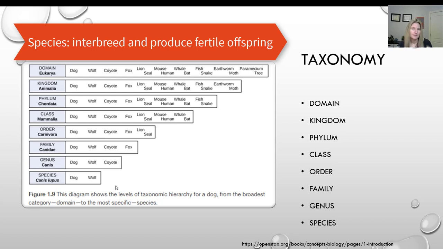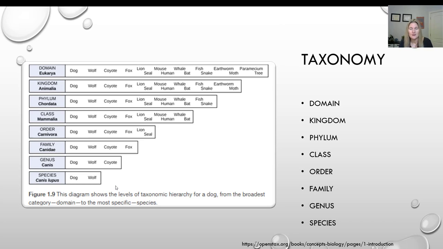But for the purposes of my description here, dogs can interbreed and produce fertile offspring with other dogs, and they can even do that with wolves. So they could be considered under the same species category. But if I take a coyote and breed it with a dog, most likely they're not going to produce fertile offspring. So they're separate species, but they are very closely related. They can interbreed together, so they might be found under the genus category. So they're separate genera.